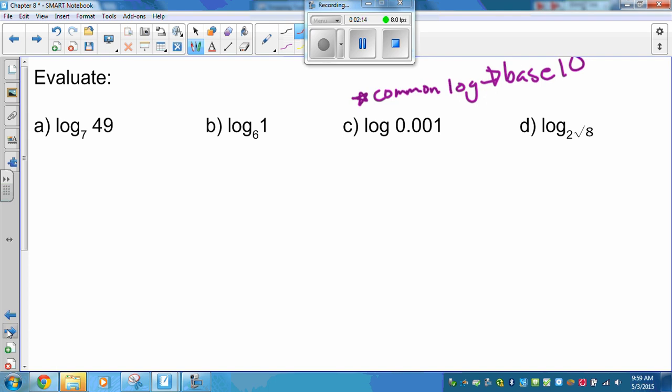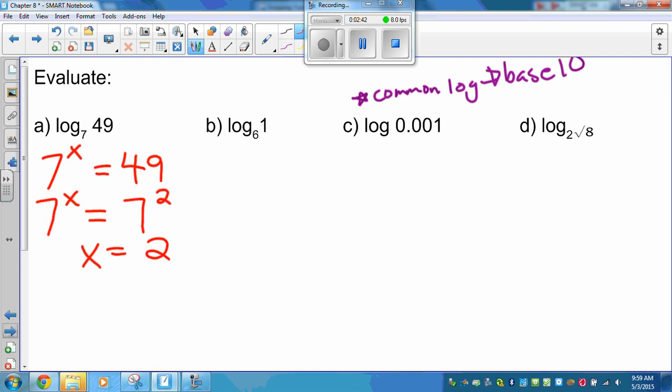So now we need to evaluate logarithms. We need to find out what this equals. So log base 7 of 49, what does that equal? Basically what I'm saying is 7 to the power of what equals 49. So I'm going to use that same strategy from chapter 7 where I write things as a common base. Well, 49 can be written as 7 squared. So x must equal 2. So in other words, log base 7 of 49 is equal to 2. So we've evaluated that expression.